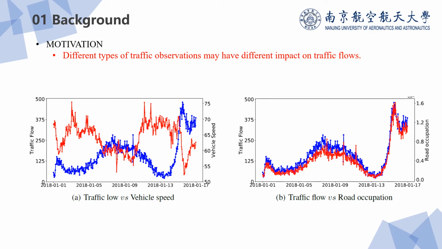The right part of the figure shows the relationship between traffic flow and road occupancy, where the change of road occupancy follows the change of traffic flows. Both traffic speed and road occupancy have impacts on traffic flows, but the two relationships are quite different. It's not considered in previous works how to model the influence of different traffic observations.